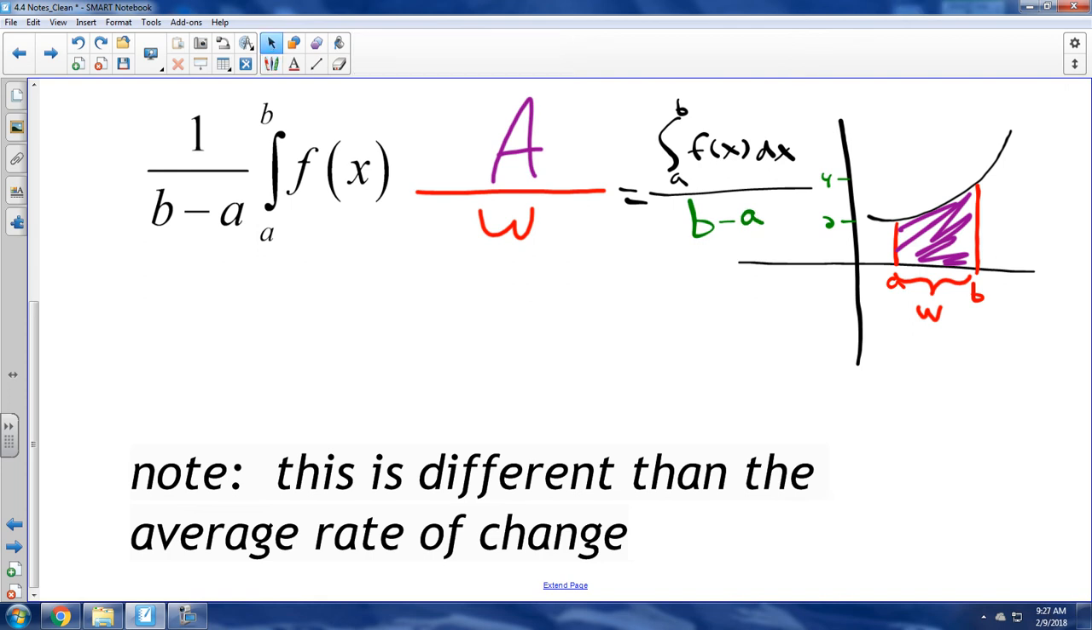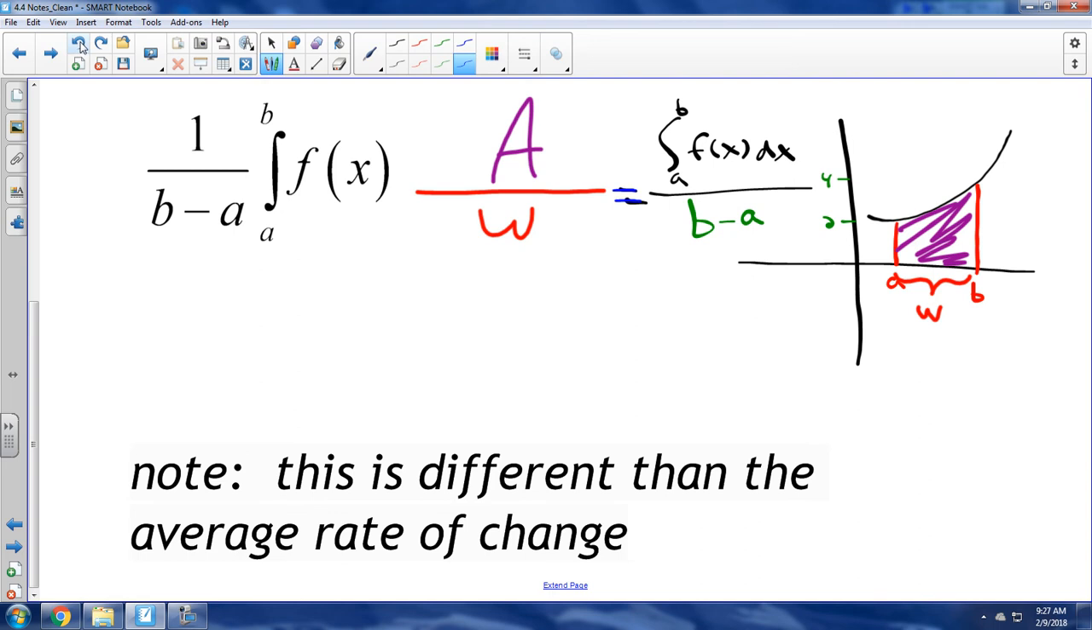So what I want you to do for just a second is to understand how this becomes this. I want to see how these are equal. The area under the curve right here from A to B, that's the purple part. And then we have to divide by the width, which if you just subtract those numbers, you'll get the width. So now you can hopefully understand where that's coming from.